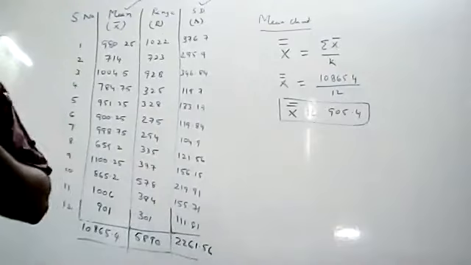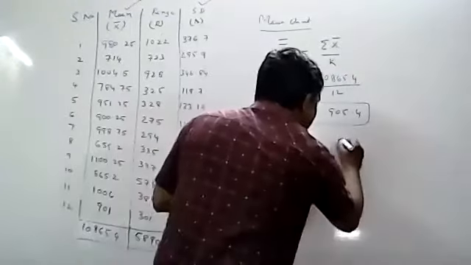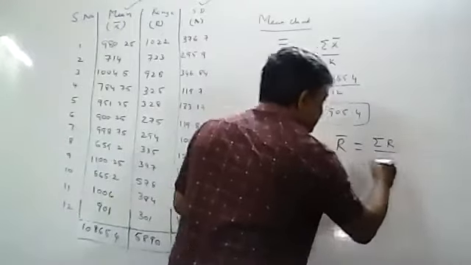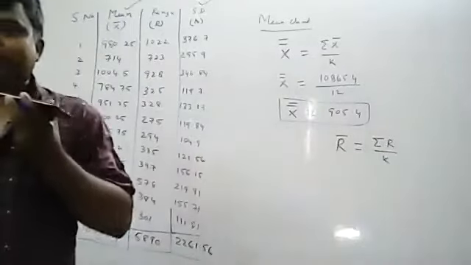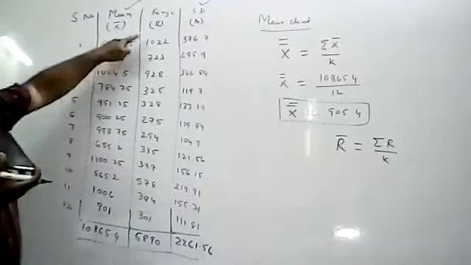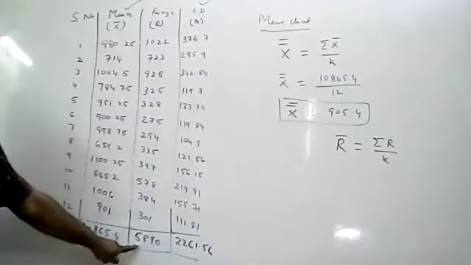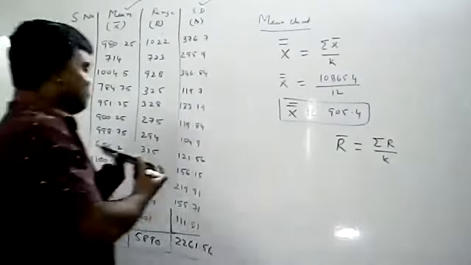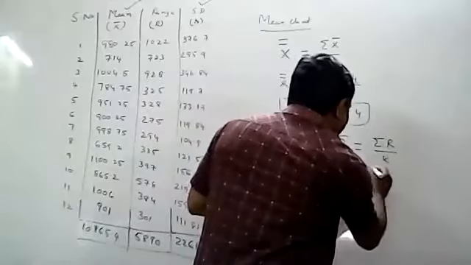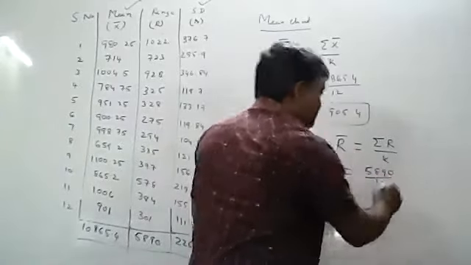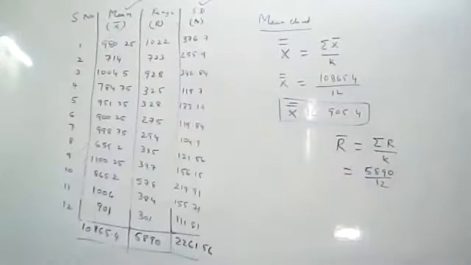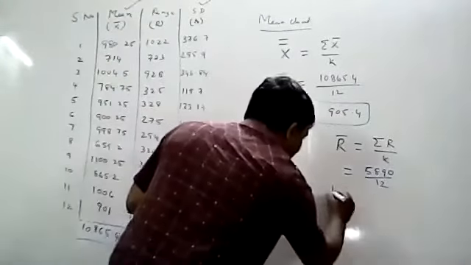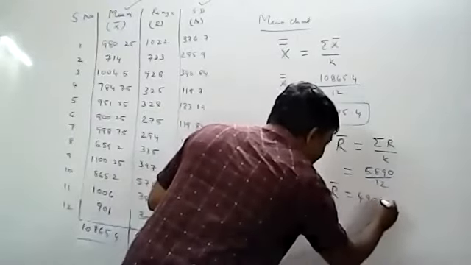Next step, what do you have to calculate? R bar. What is the R bar formula? R bar equals summation R by K: the sum of the range values divided by the number of range values. What is the range total you got? 5890. What is the K value? 12. So this is 5890 divided by 12. Can anyone tell me the answer? 490.8. R bar equals 490.8.